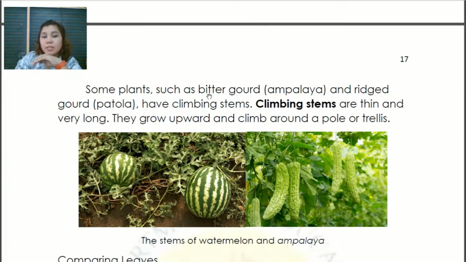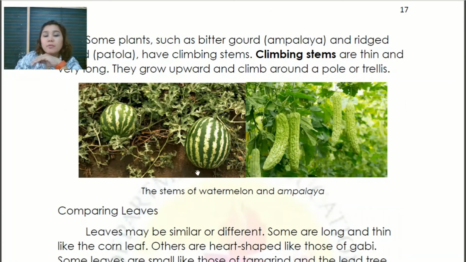Some plants such as bitter gourd or ampalaya and patola have climbing stems. Climbing stems are thin and very long. They grow upward and climb around a pole or trellis. So, yan sinasabi ko mga sticks na parang inassemble. So, these are the stems of watermelon and papaya. Parang may mga climbing, kung saan sila pwedeng kumapit yung mga dulo ng stems. So, kaya they are called climbing stems.